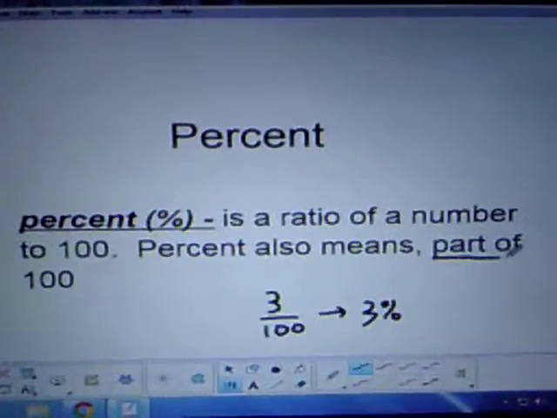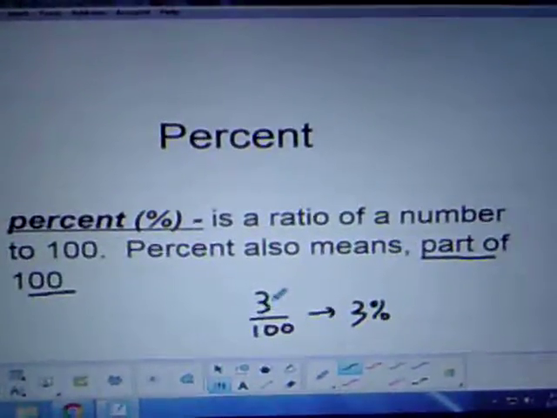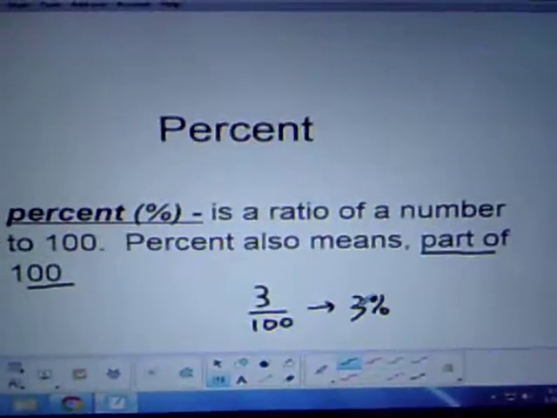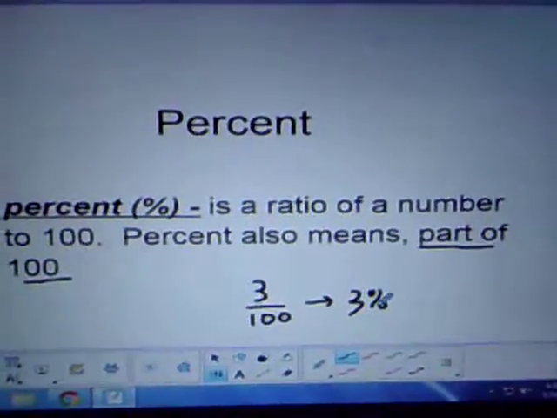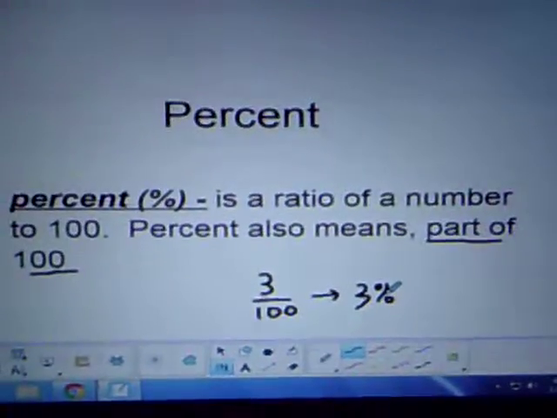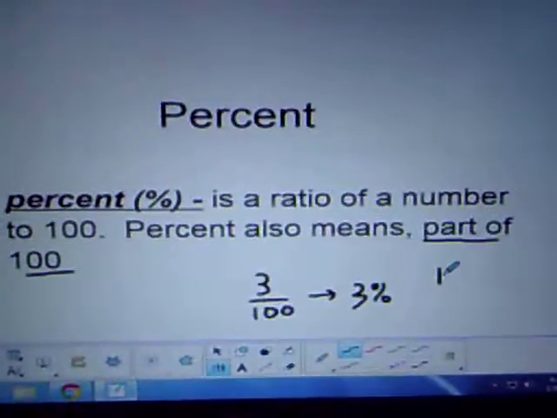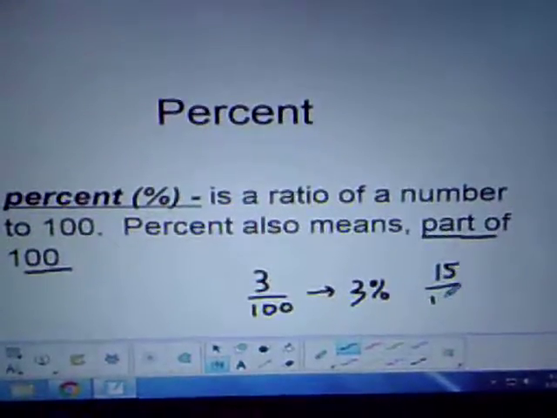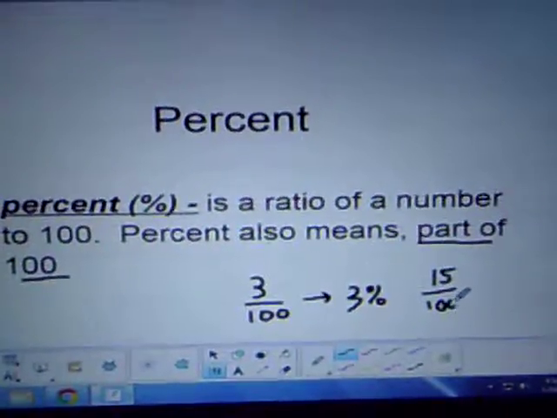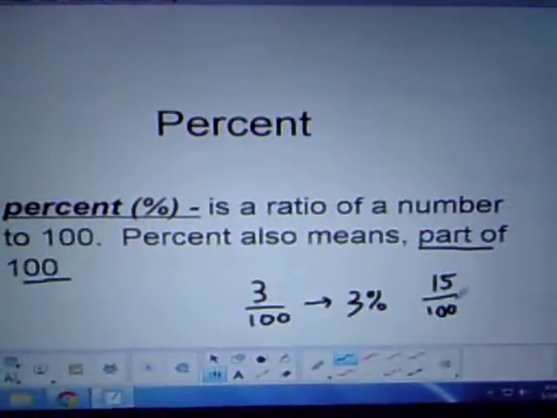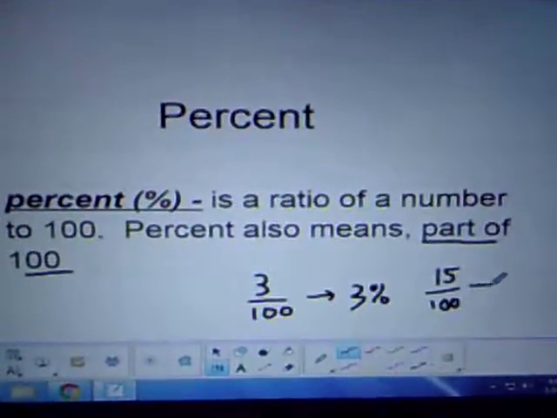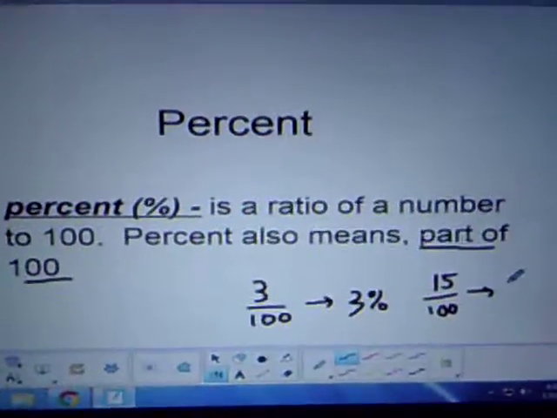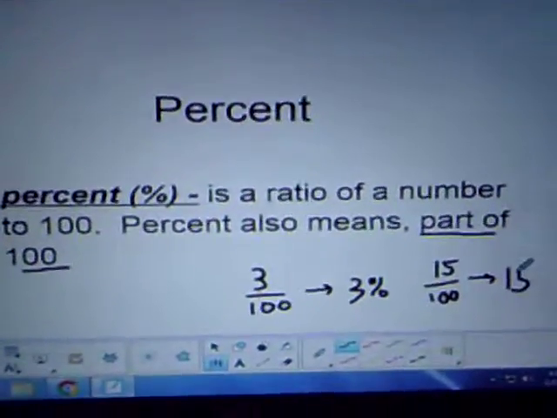And again, part of 100. So this really means 3 parts out of 100 total parts. In other words, 3%, part of 100. Okay? And likewise, if it was 15 over 100, since we have 100 as our denominator, and this shows 15 parts out of 100 total, we can rewrite this as 15%.